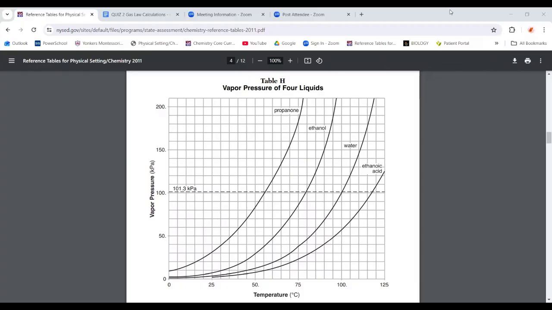Okay, now this reference table is table H. It is called the vapor pressure of 4 liquids. If you're not sure what vapor pressure means, you really need to go back through your notes and check to see if you went through the understanding for that. Vapor pressure is the pressure exerted on the surface of a liquid.